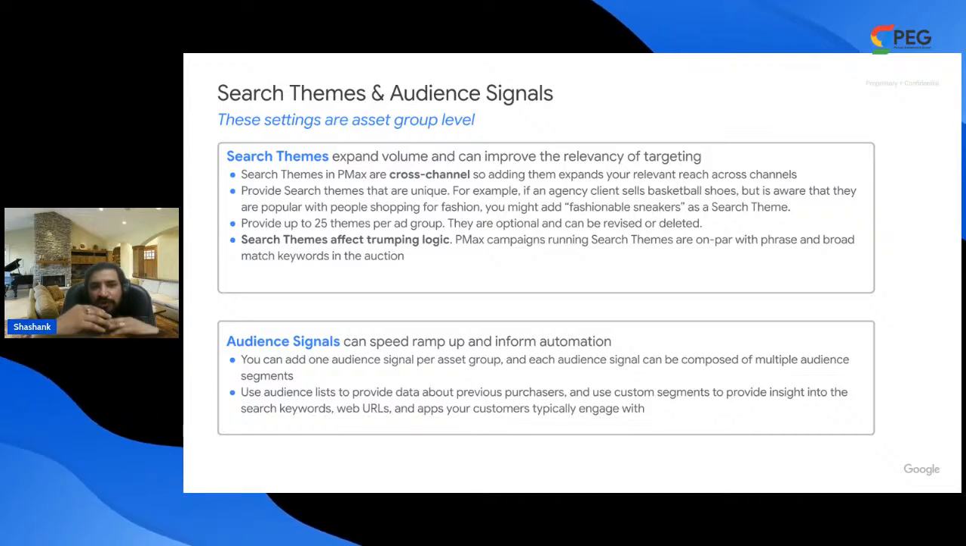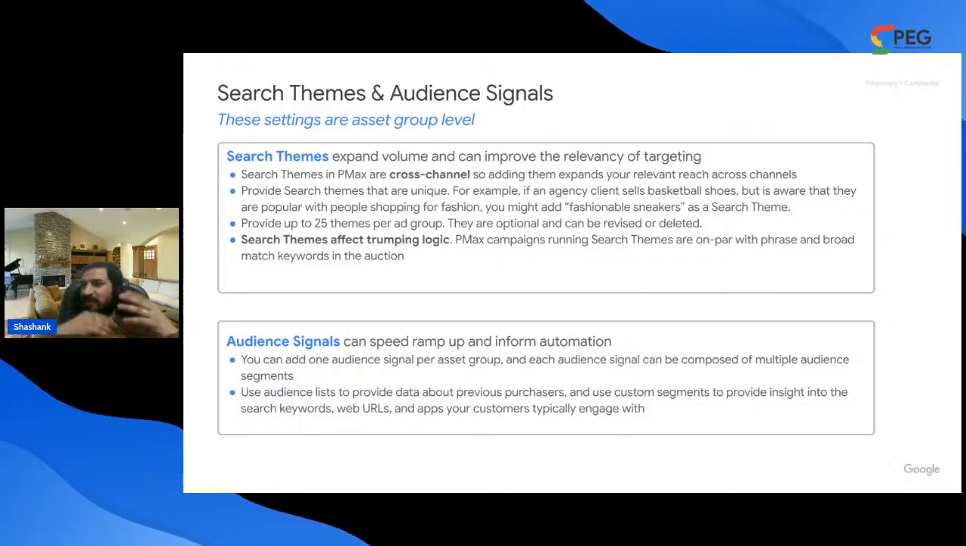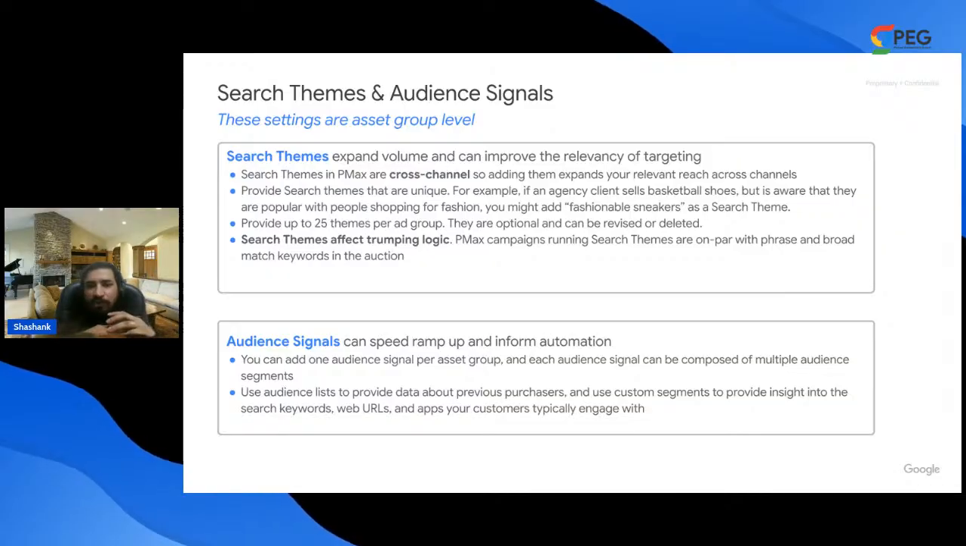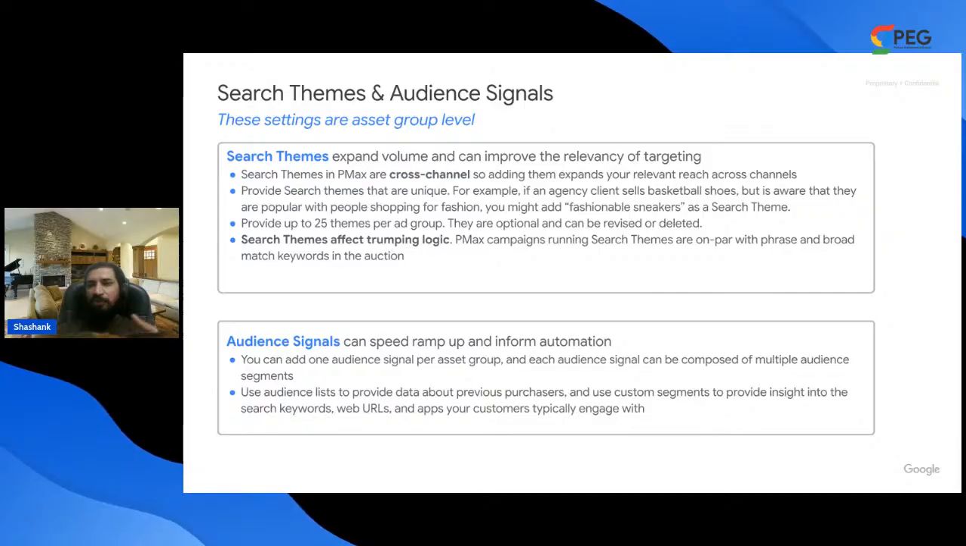You can also try to provide some unique search themes. So you can add up to 25 search themes to your asset group structure. And in those search themes, you should try to be unique with whatever keywords you're putting in. So for example, if you have sneakers that you're selling online, but your brand is very widely known for fashion and some great outfits, you can use fashionable sneakers as a search theme as well. So that's how you broaden the searches that you want your ads to get triggered for.